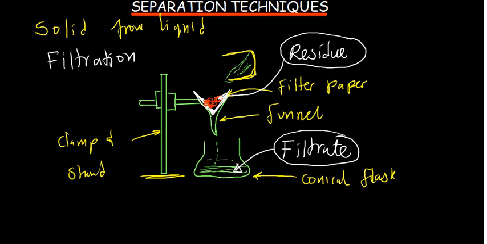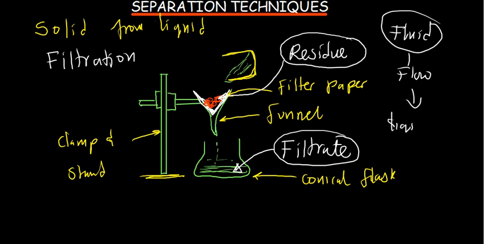Okay, so basically the method of filtration is used to separate chalk from its suspension. You can separate sand from water. So filtration is a method that is used to separate solid particles from a fluid. When you're talking about a fluid, it is anything that is able to flow, anything that can flow. For example, you have liquids and gases. These are called fluids.